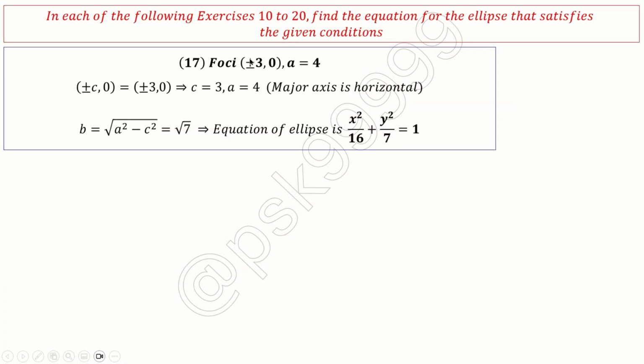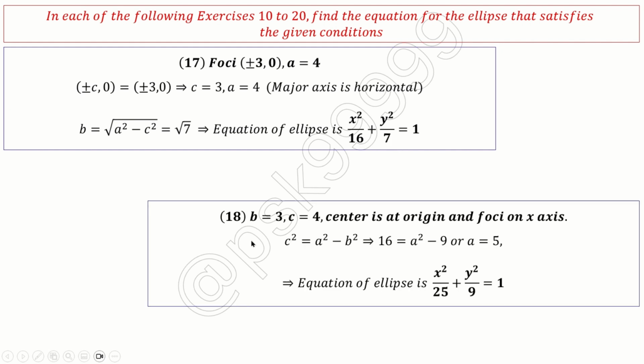Yeah, next one is foci is plus or minus 3 comma 0 and a is equal to 4, which is given, straightforward. So we know that c is 3, a is 4. So major axis is horizontal because you can look at the foci, right? So b is equal to square root of a square minus c square, which is nothing but square root of 7. So equation of ellipse is x square by 16 plus y square by 7 equal to 1.